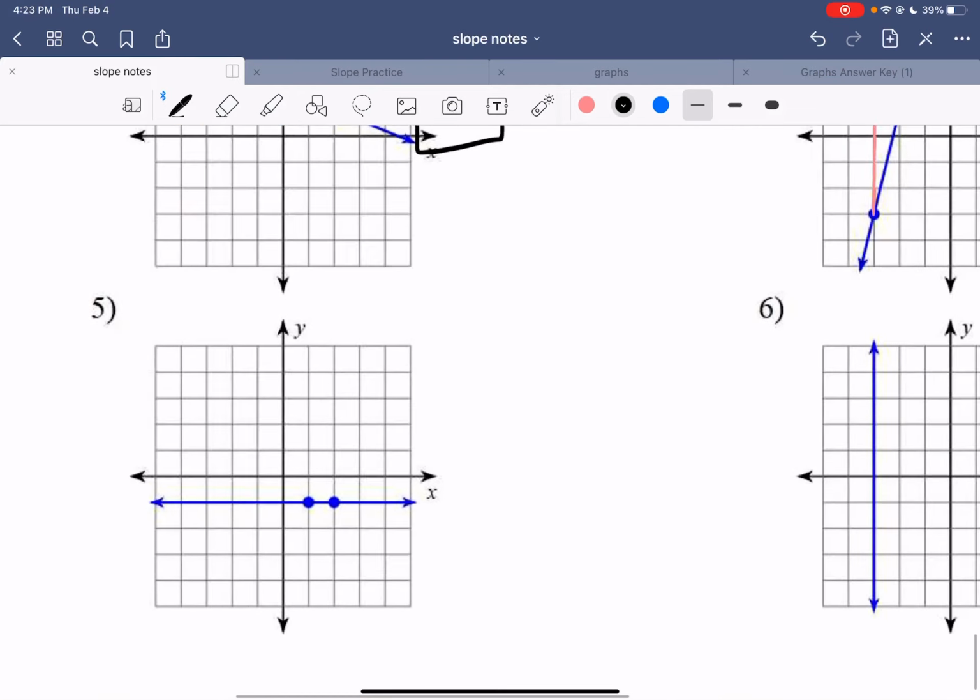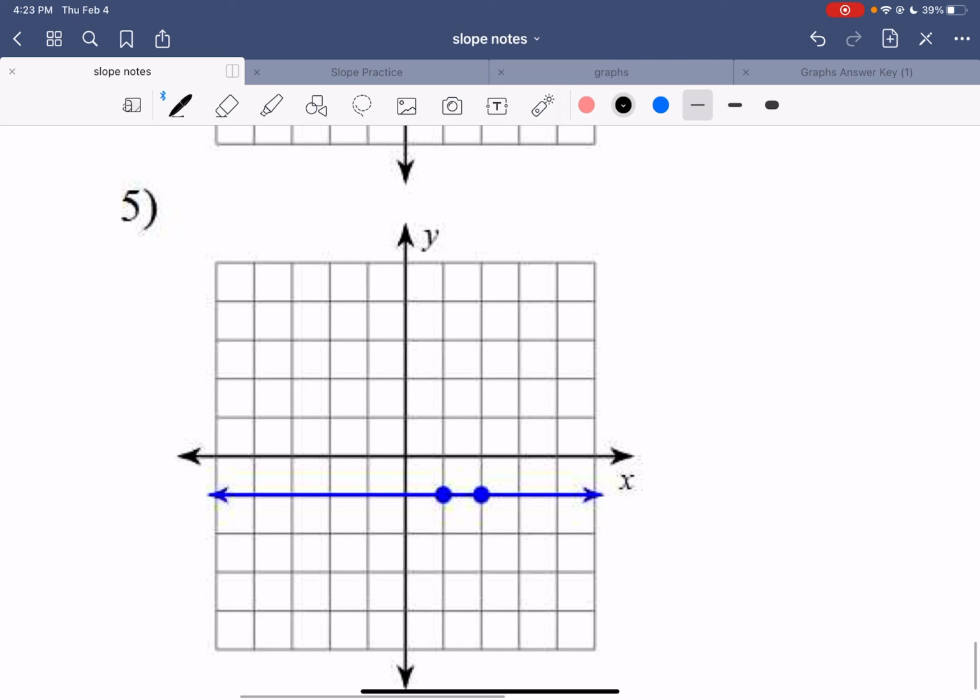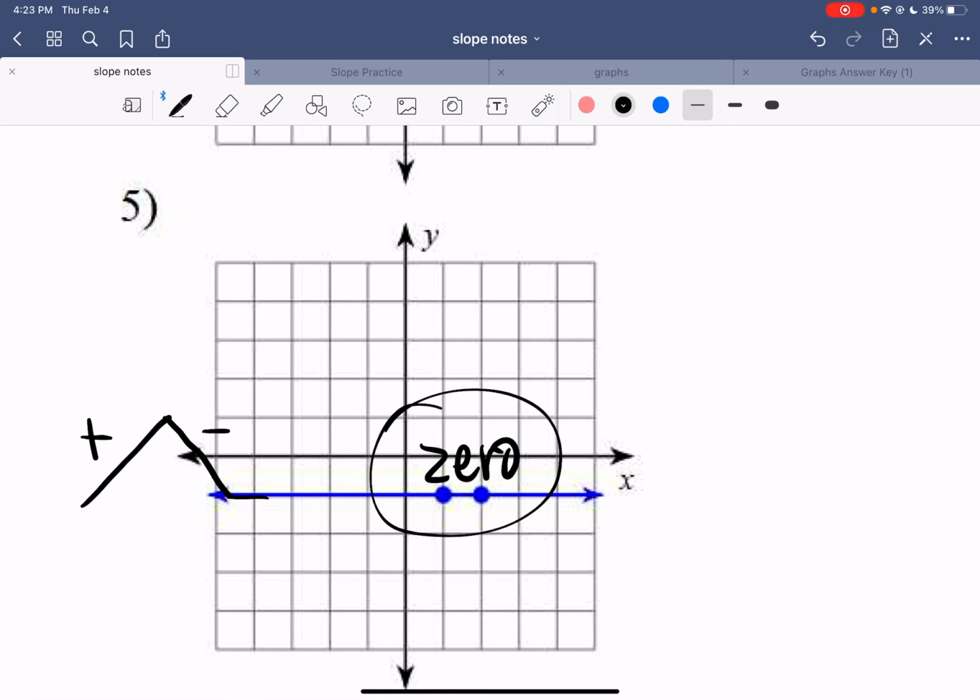Okay. Number 5. So if we were to redraw slope: positive, positive, negative, and then we get to our zero slope. So this slope is just 0. We don't even have to count from point to point because we can't rise. Our rise was 0 and our run was 1, but 0 divided by 1 is just 0.